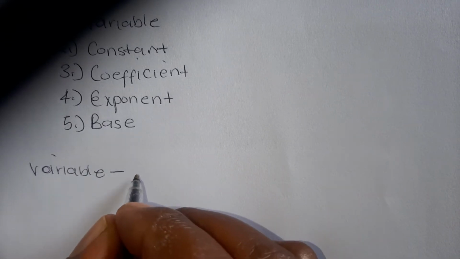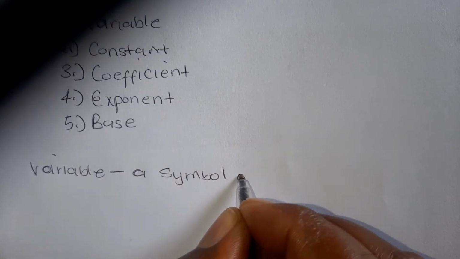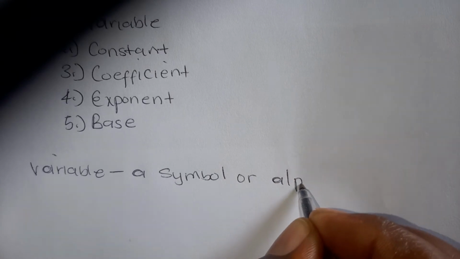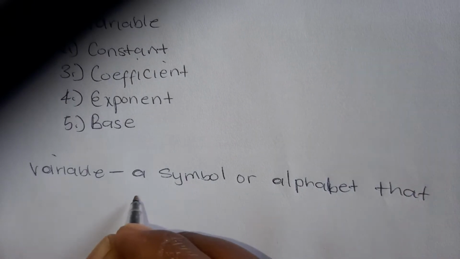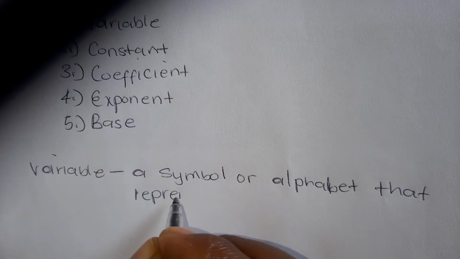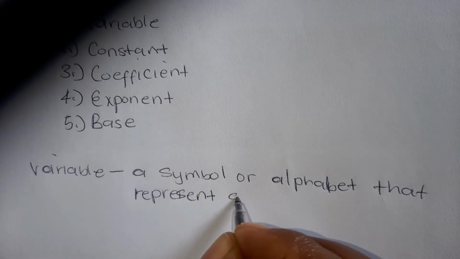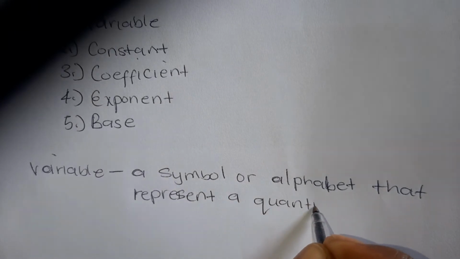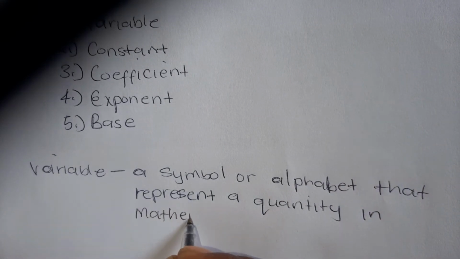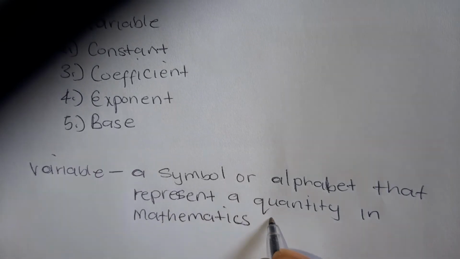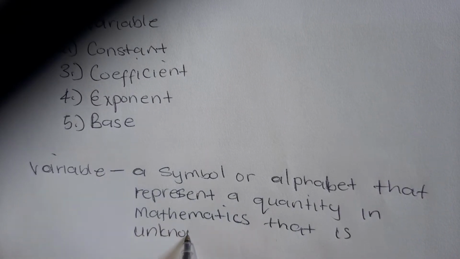So let's write it down. A symbol or alphabet that represents a quantity in mathematics that is unknown.